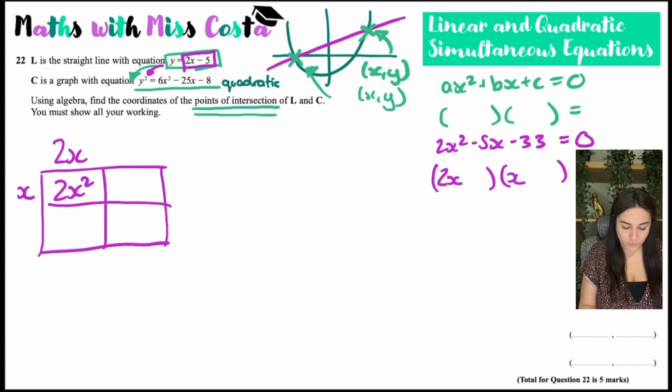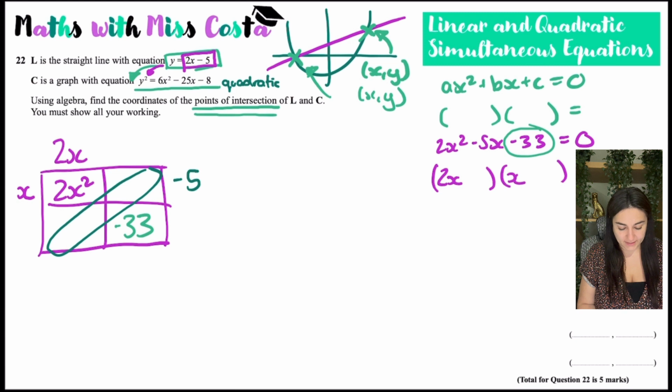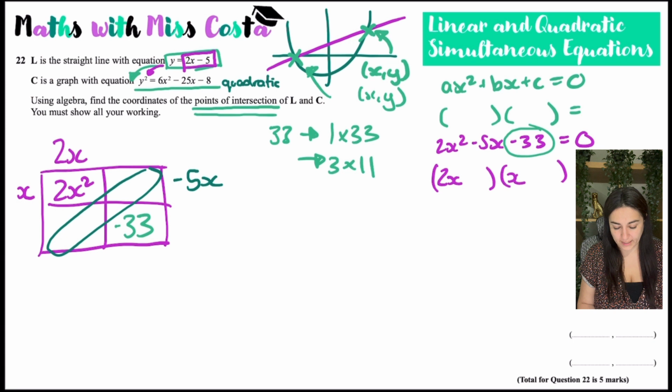Whatever my other factors are, they have to multiply to make negative 33. And over here, these two must sum to make negative 5x. So what are the factors of 33? I could use 1 and 33, or 3 and 11. This is why this is such a cool method. You can use a pencil, try things out, rub it out, try the next thing. There's only 2 possible solutions really. So either I try 11 and 3, or I swap them around and try 3 and 11. So 2 times 11 is 22x.